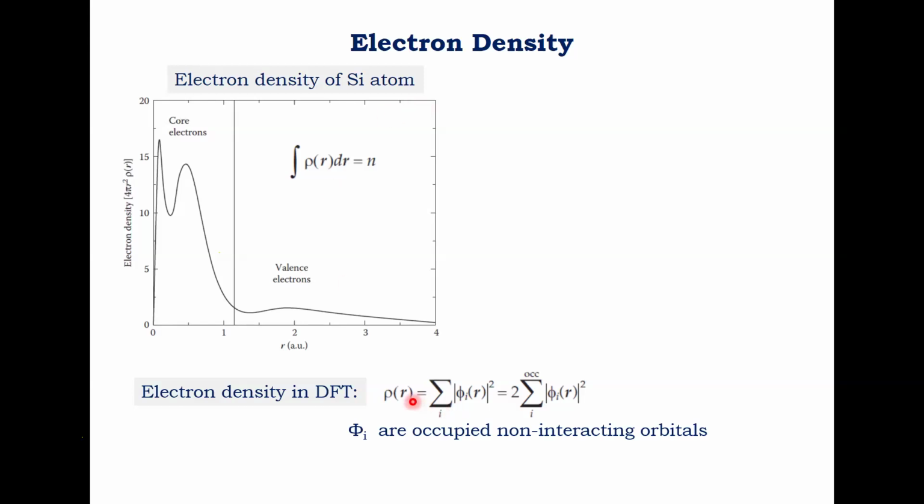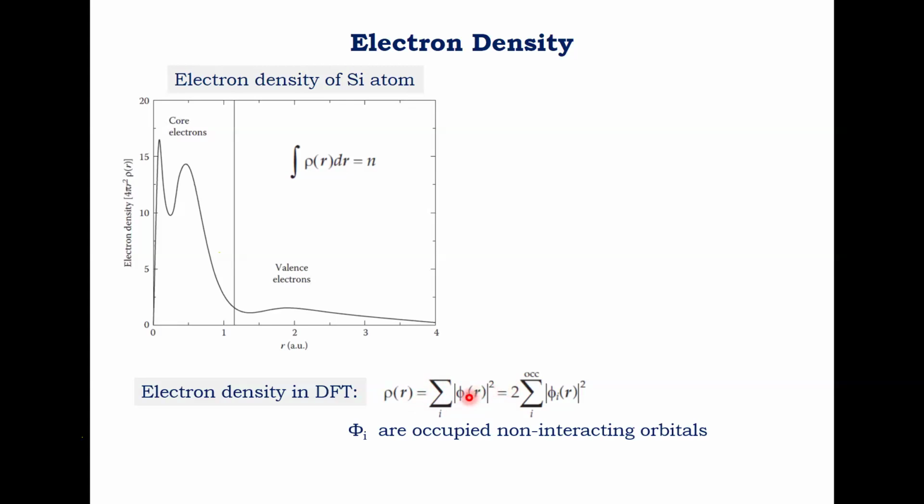So this density rho(r) is basically written like this: summation over all the occupied orbitals. So we are dealing here in the context of orbitals. These orbitals are like 1s2, 2s2, 2p orbitals in the case of silicon. So all the occupied orbitals, and it's squared basically.